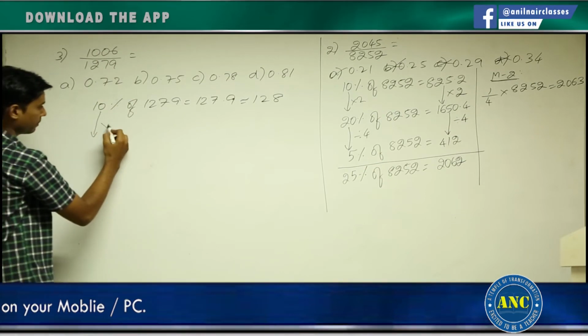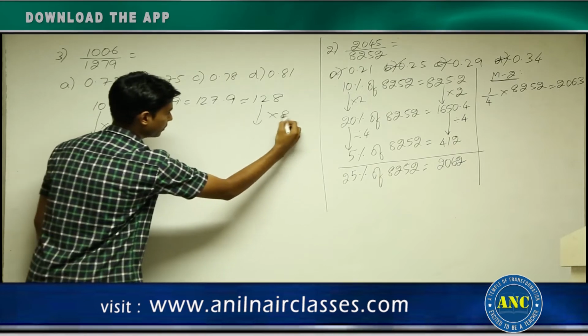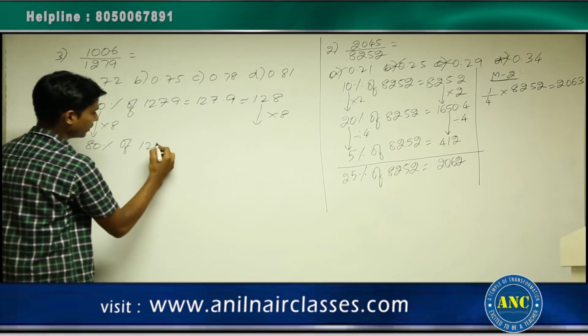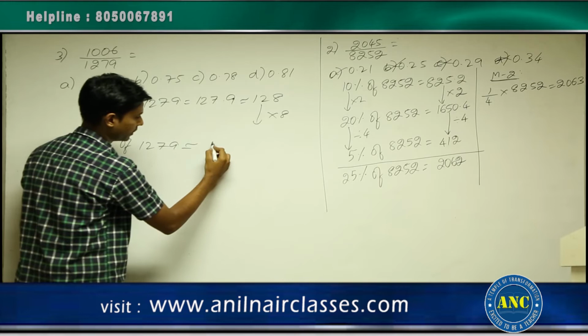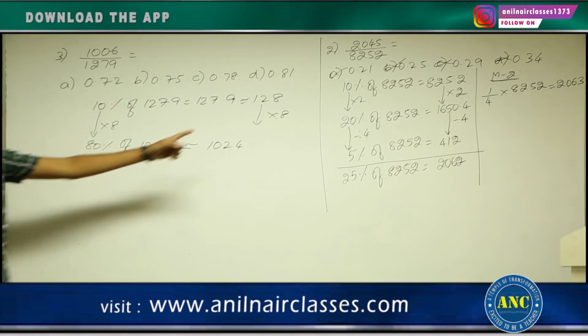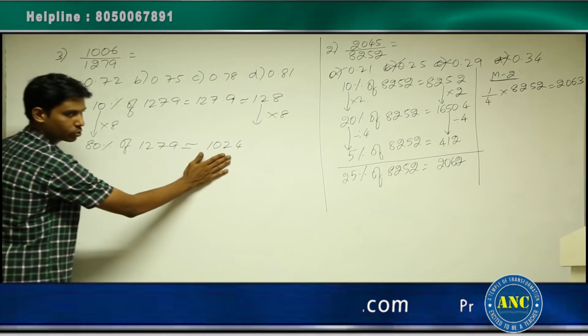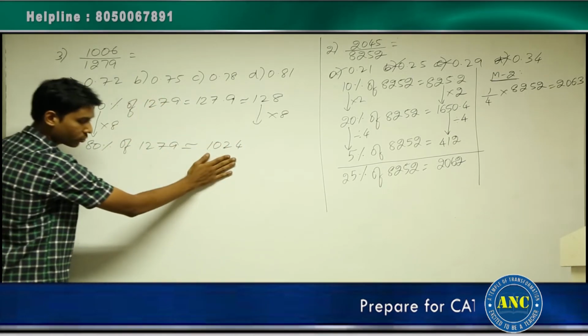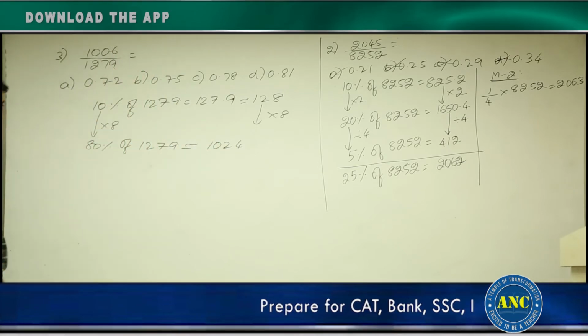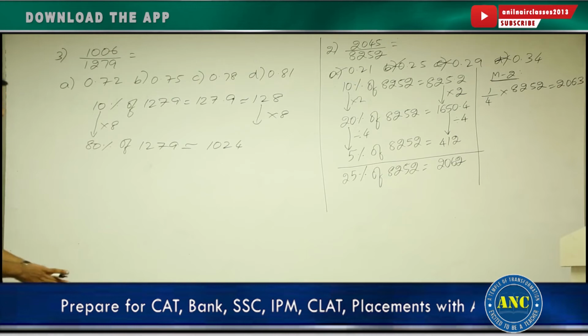Multiply by 8. Here also multiply by 8. 80% of 1279 is approximately 1024. 128 into 8 is 1024. Please see here. You got 1024, but you need to get 1006. That means you need to go back from 1024.